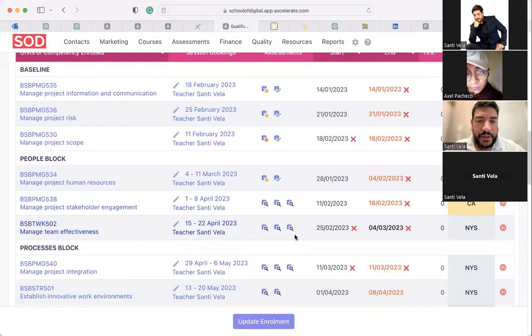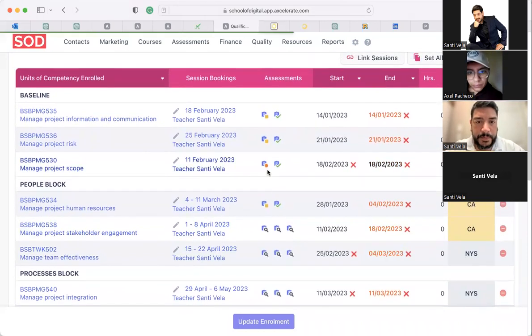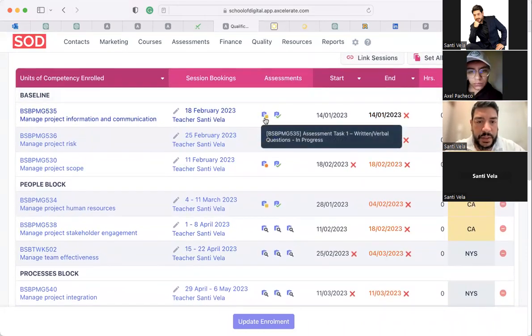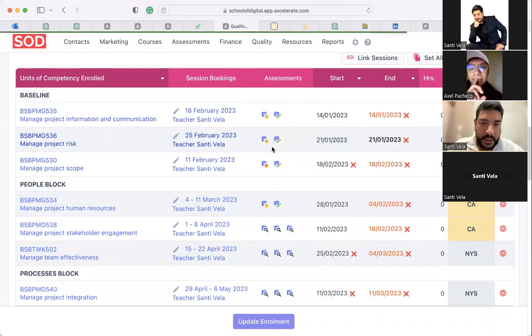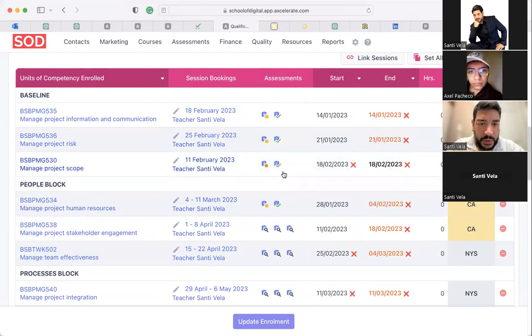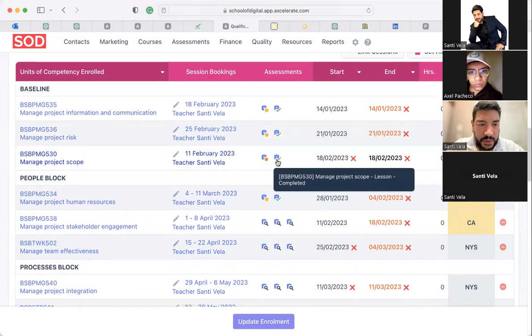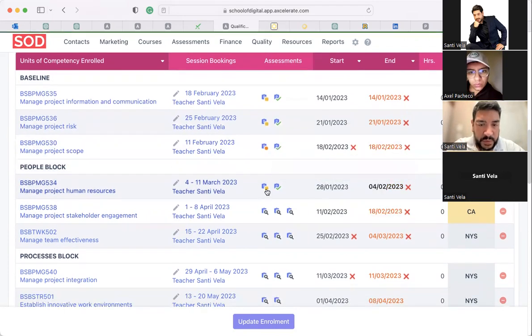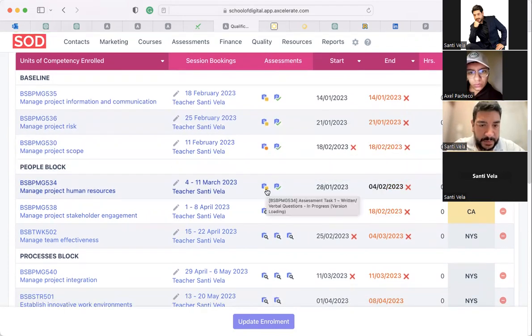All right, for the first unit, you still have a lot of work to do. Well, not a lot. You have to do one assessment for unit number one, one assessment for unit number 2, unit number 3, no worries, all good. Unit number 4, you need to complete one assessment. Oh no, sorry, this is the one that we are doing now.